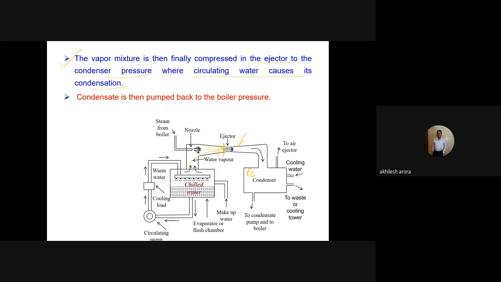And what happens in the condenser? We are circulating the cooling water here, and the cooling water takes the heat from the steam, and here we are left with the condensate. Okay, the condensate is then pumped back to the boiler pressure with the help of the condensate pump.